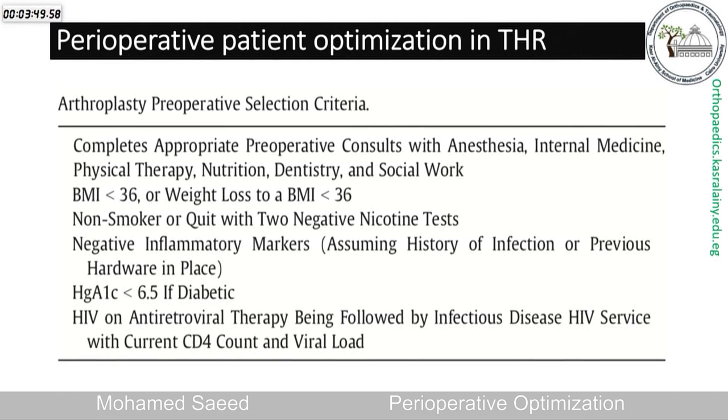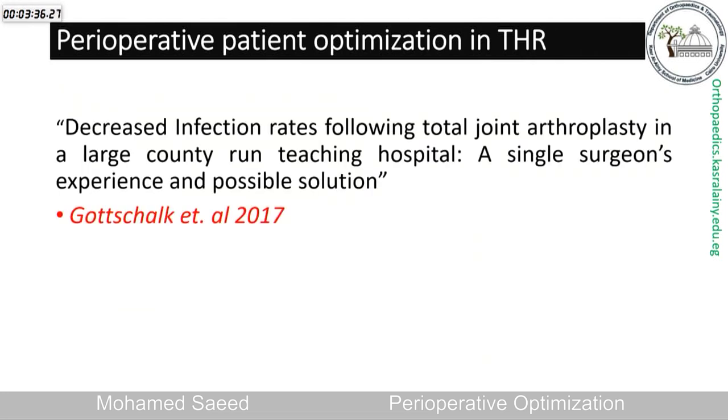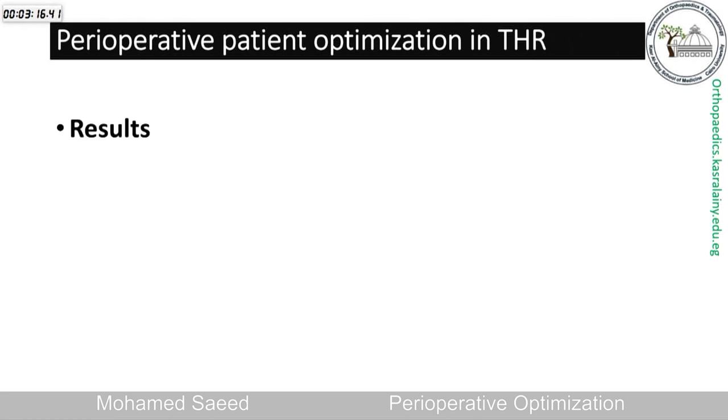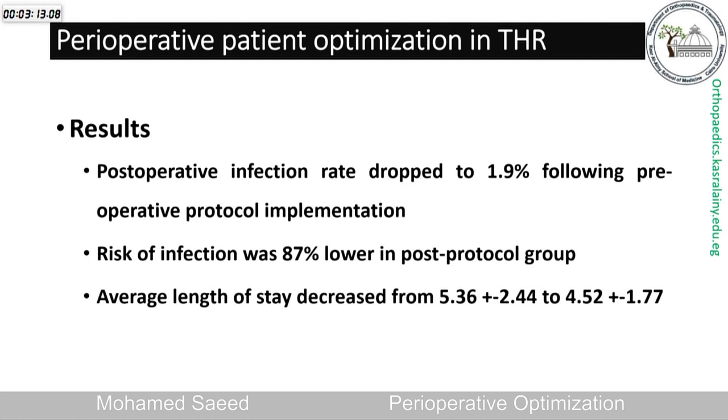Other surgeons and centers made their own bundles, with their own protocol, taking just some items from the pre, intra, and post-operative bundles. A publication by Gottschalk 2017 found, for a single surgeon's experience in a level 1 trauma center, that he had an infection rate of 12.9%, and after implementation this infection rate dropped to 1.9%. It's an 87% reduction in the infection rate, and the length of stay in the hospital decreased by about 20%.